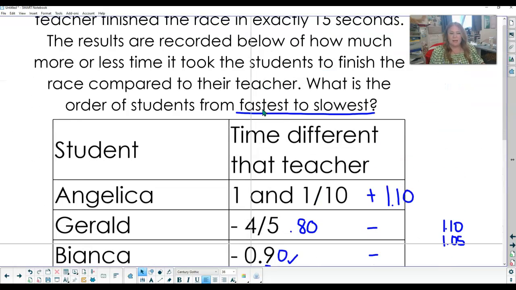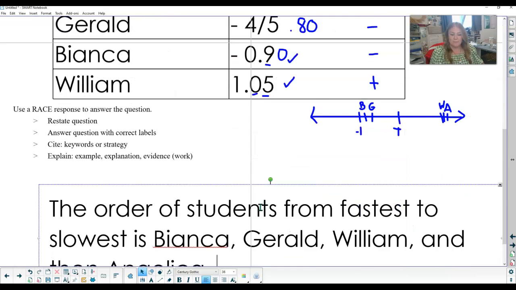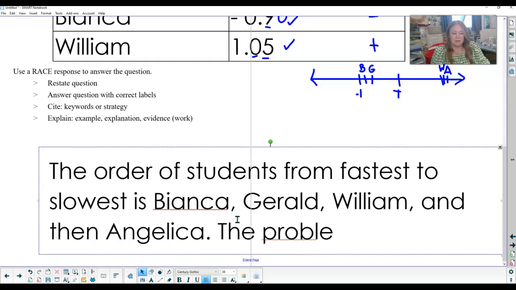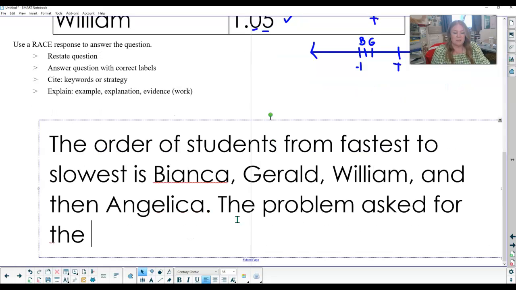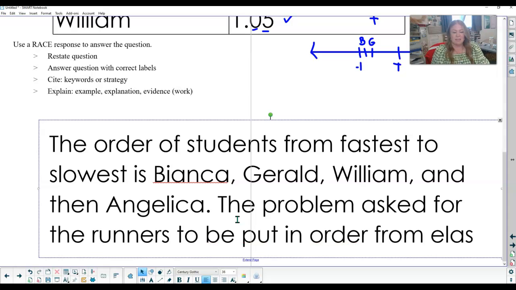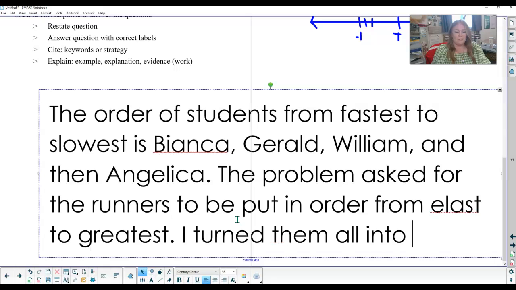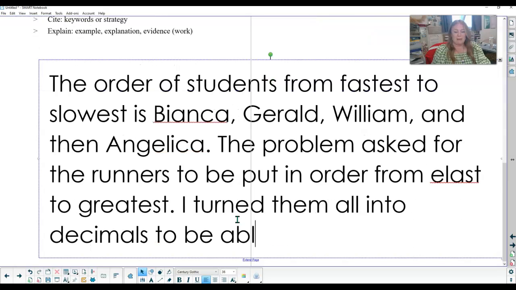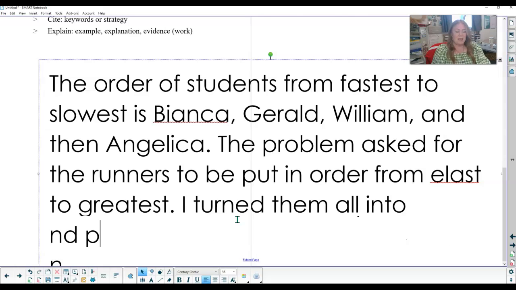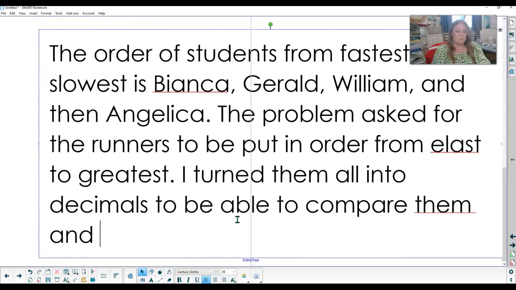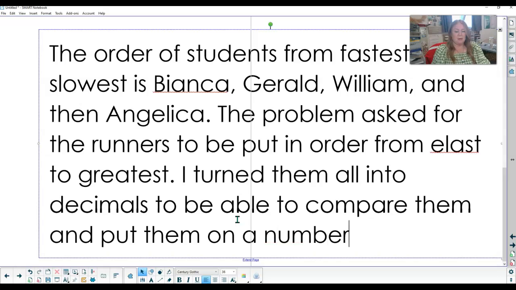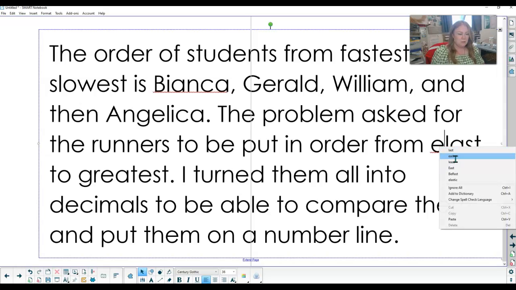Okay, now I'm telling how did I know what to do? So I knew, right, it asked me to put them in order. So the problem asked for the runners to be put in order from least to greatest. That's how I knew what to do. That's my evidence. I turned them all into decimals to be able to compare them and put them on a number line. Oops, I spelled least wrong.